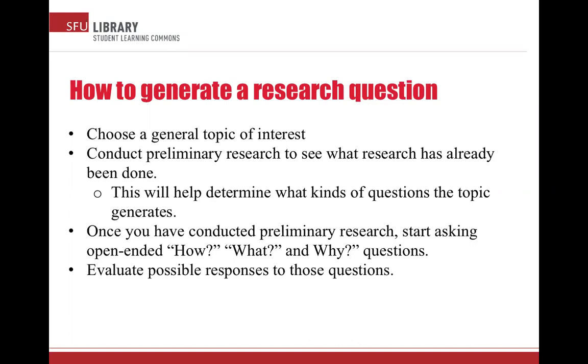Do some preliminary research to see what research has already been done. So what have people already written about this topic that you're thinking of writing on? Can you find a space that hasn't been written on it? What are people saying? Do you agree or disagree? This might help determine what kinds of questions the topic generates. And once you've done this preliminary searching of what's already been written, start asking some open-ended questions like how, what, and why. Evaluate possible responses to those questions. These will help guide you towards your own, much more specific, complex research question.